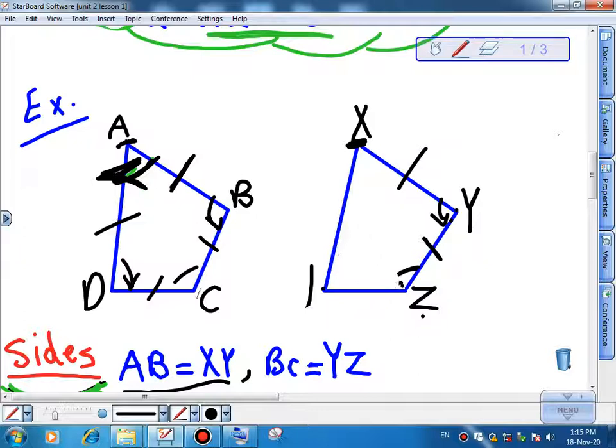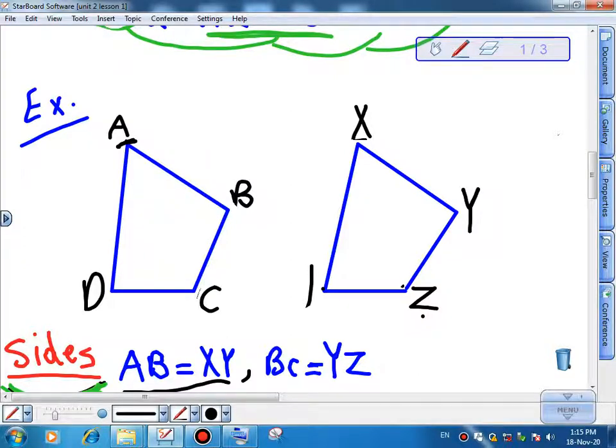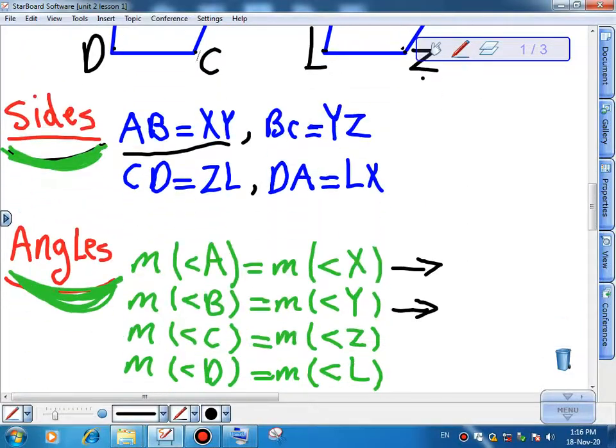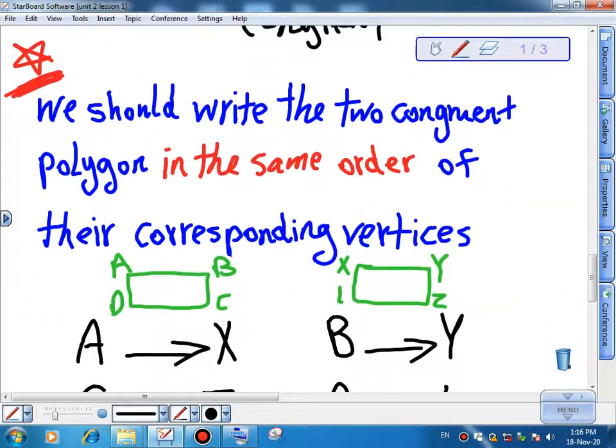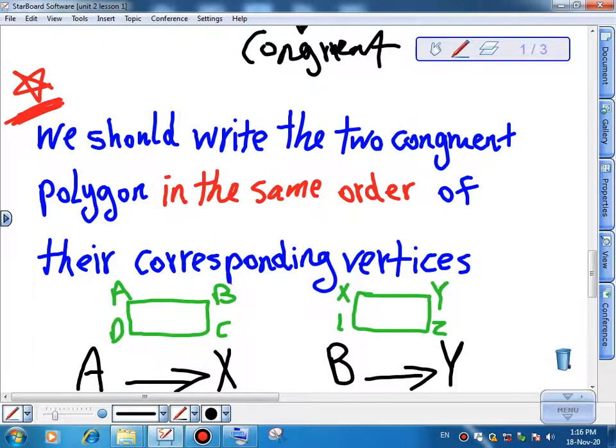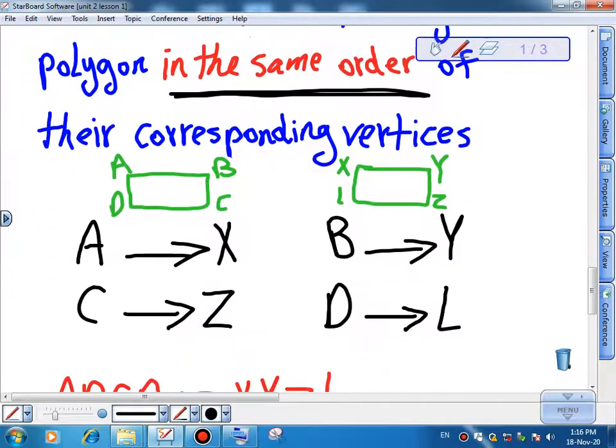We start from A, then in the other polygon we start from X. If we start from P in the first polygon, then we must start in the second polygon with Y. We start from C, the other one we start from Z. If we start from D, then you must start from L. Okay? So this is very important: the arrangement, the order. We should write the two congruent polygons in the same order of their corresponding vertices.